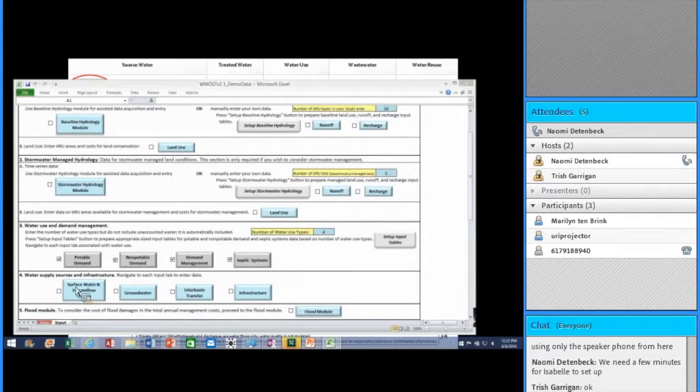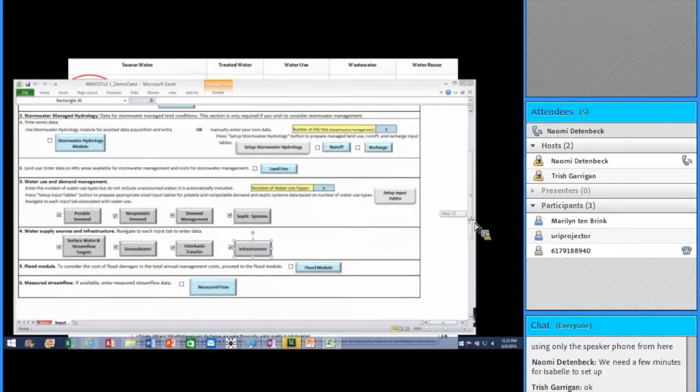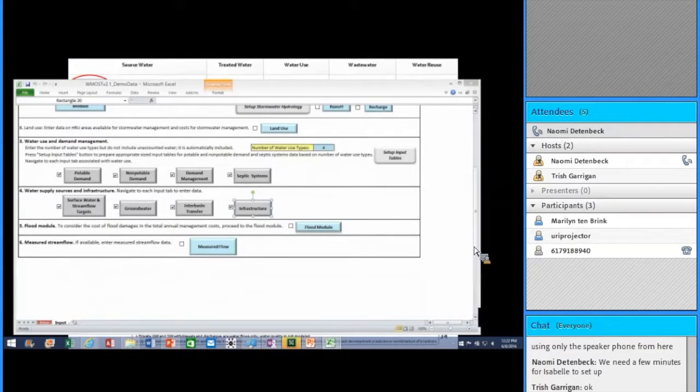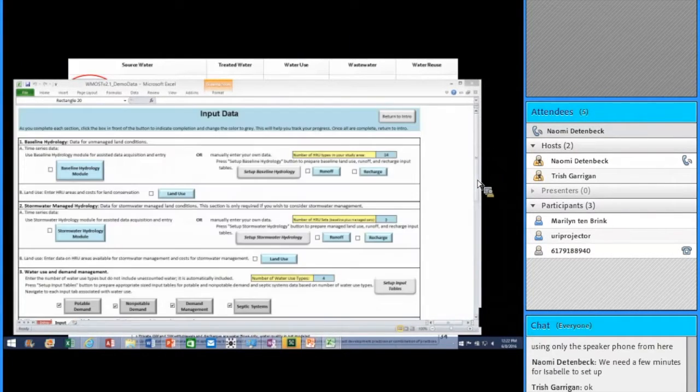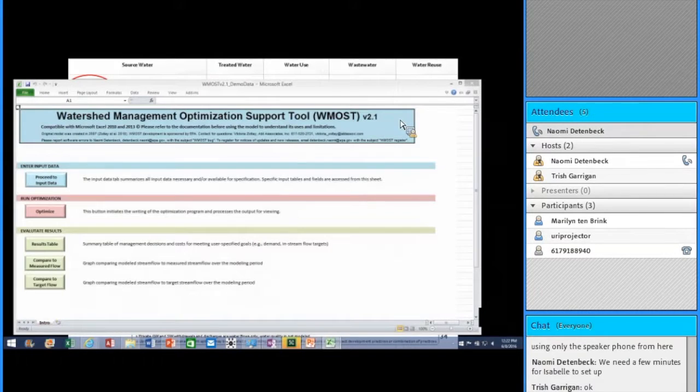So we've basically run or specified all of our water supply and infrastructure, and that gives us enough at this point to go back and optimize and run one of our scenarios. And that's basically done very simply by clicking the Optimize button.